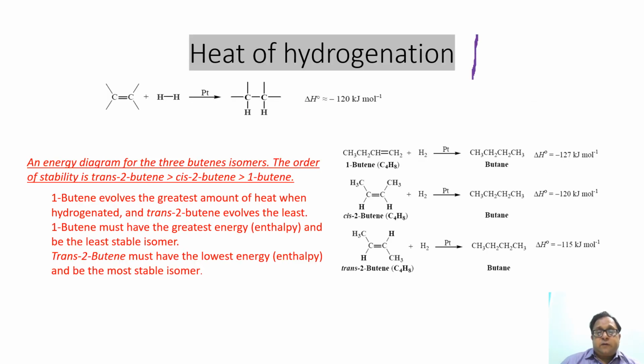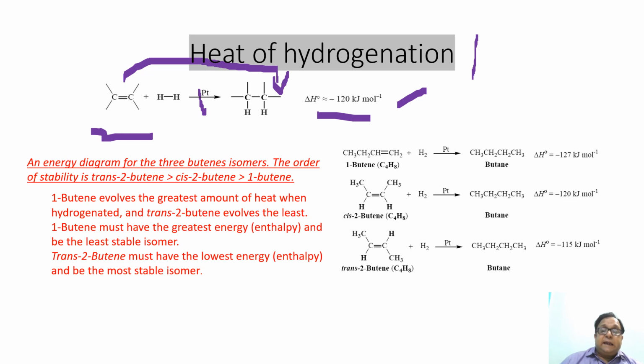Have a look at the heat of hydrogenation of alkenes. The general heat of hydrogenation of an alkene is minus 120 kilojoules per mole when the alkene is hydrogenated or reduced in the presence of platinum to the alkane. But if we look specifically, the energy change for 1-butene is minus 127 kilojoules per mole. For cis-2-butene it is minus 122 kilojoules per mole. For trans-2-butene, it is minus 115 kilojoules per mole. So 1-butene evolves the greatest amount of heat when hydrogenated, and trans-2-butene evolves the least.